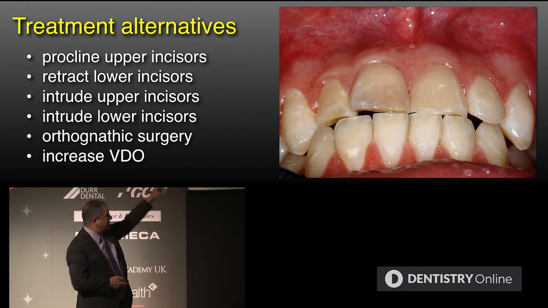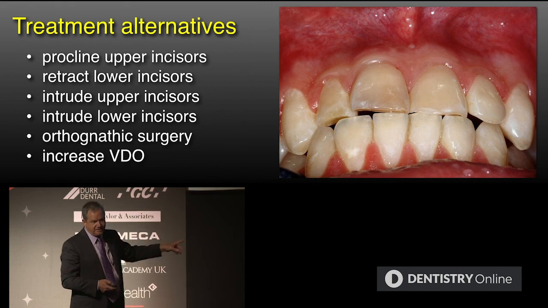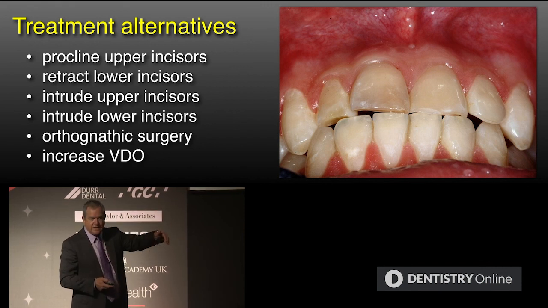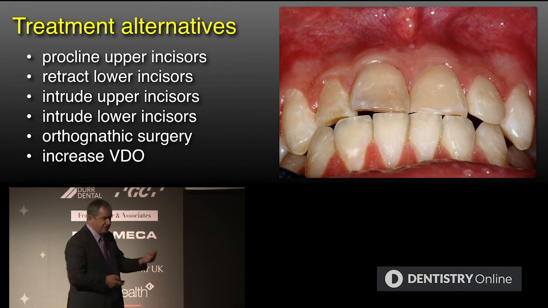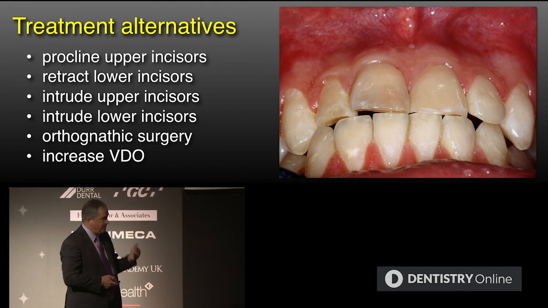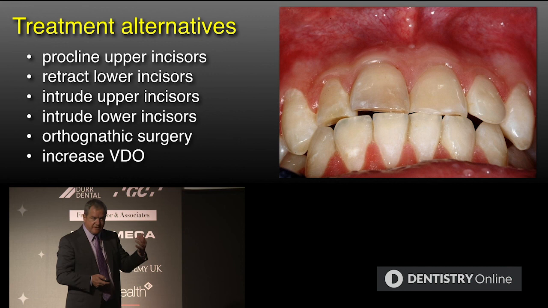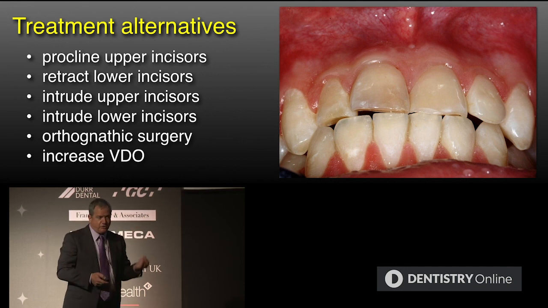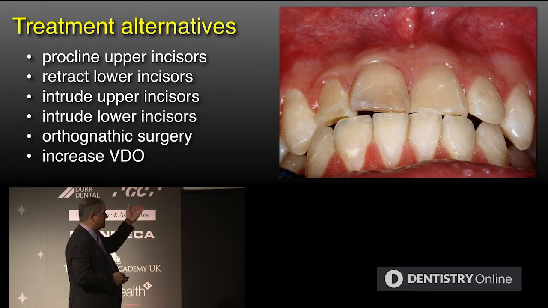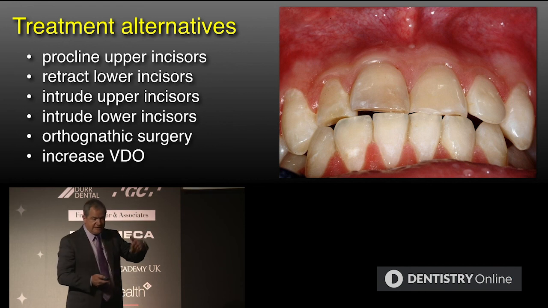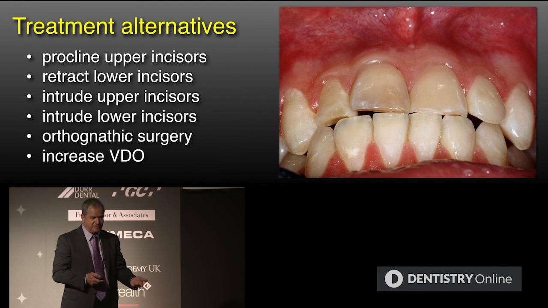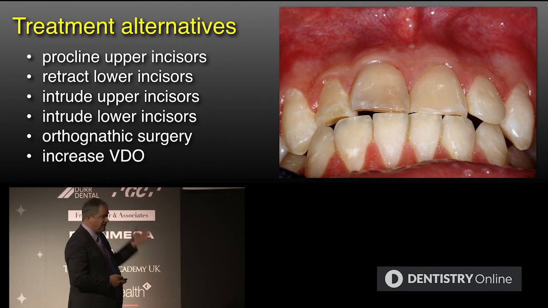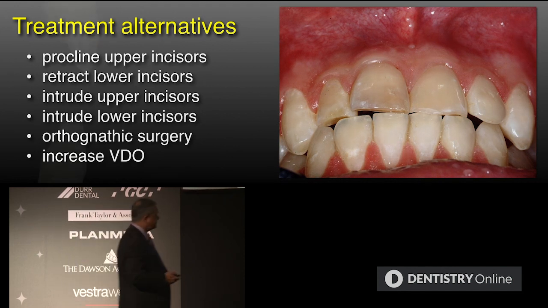So there's your algorithm for how you gain overjet. You either procline upper anteriors, you retract lower anteriors, you intrude upper incisors if they have worn and erupted, you intrude lower incisors if they've worn and erupted. If it was a skeletal problem, you could do orthognathic surgery. If in fact it was a case like the one I showed you earlier where you have to add 7 millimeters to the centrals and open the bite, yes, you can gain overjet that way as well.